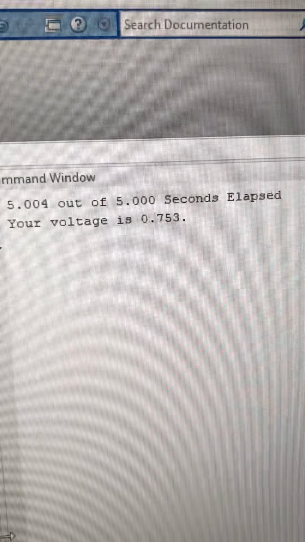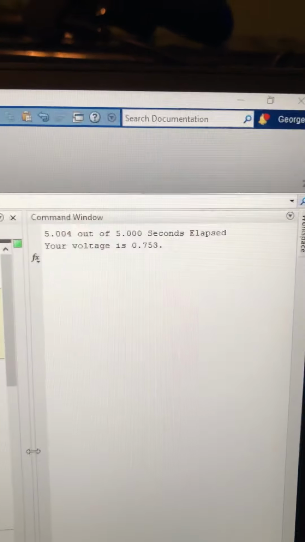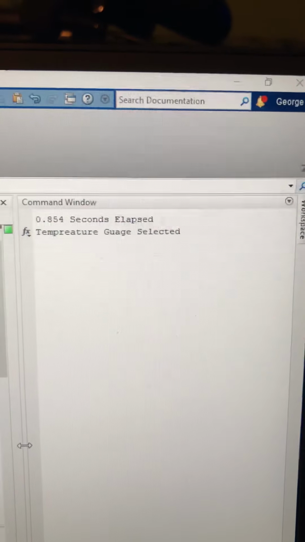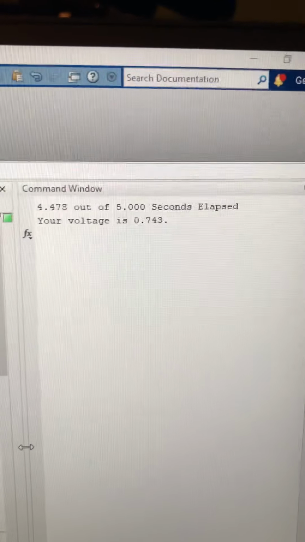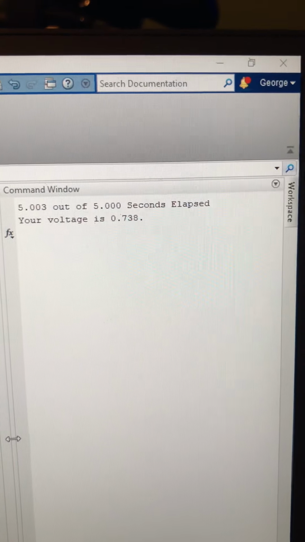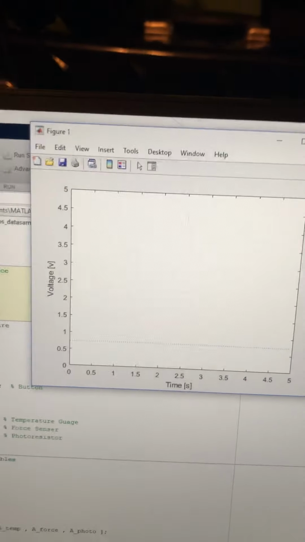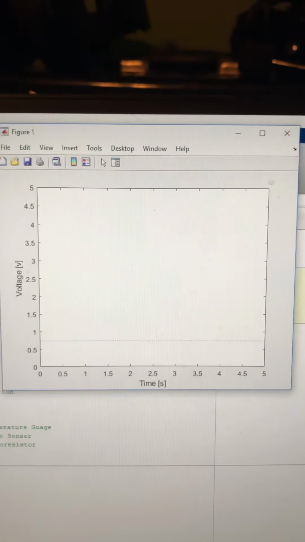But that is my graph, and that's the command window. I'll do that again so you can get a better look at it. Oh yeah, it also says what's selected. I forgot about that. That's pretty neat. And then again, the graph of voltage times time.